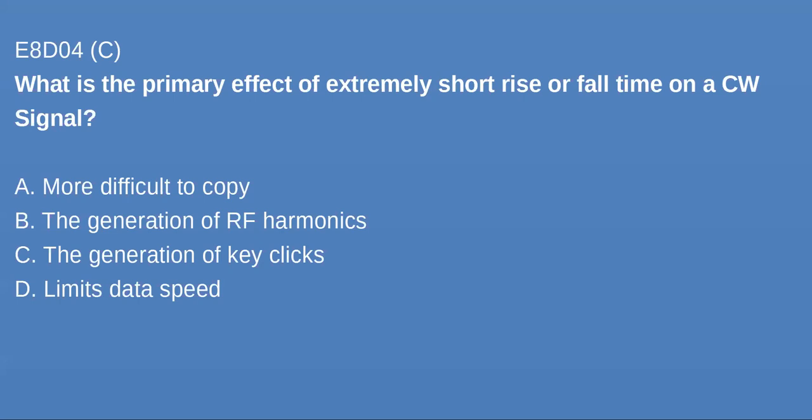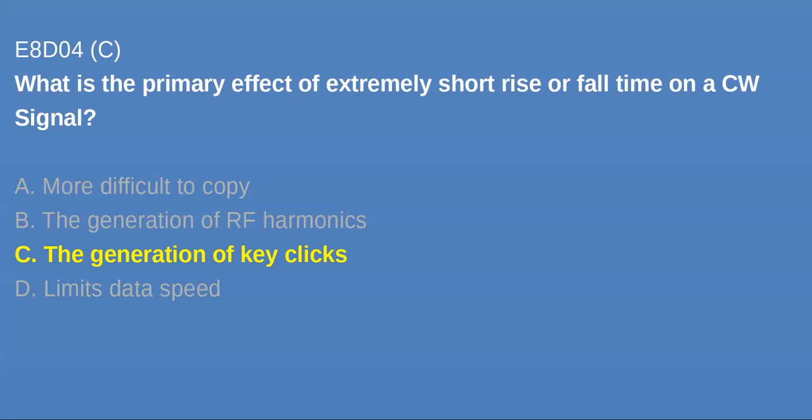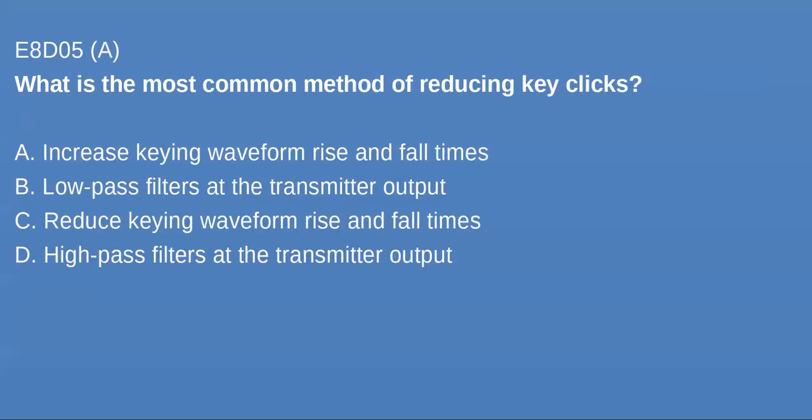So what's the primary effect of extremely short rise or fall times on a CW signal? Charlie. What's the most common method of reducing key clicks? Alpha.